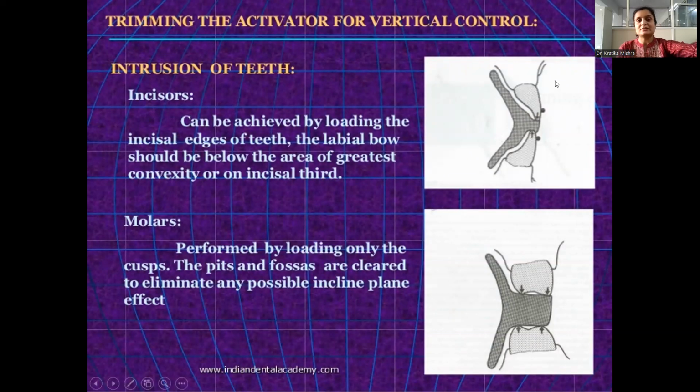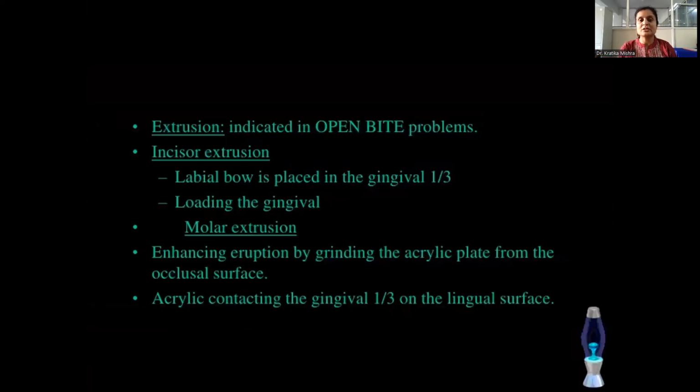Intrusion of the incisors can be achieved by loading of the incisal edges of the teeth. The labial bow should be below the area of greatest convexity or on the incisal third. Molar intrusion can be performed by loading on the cusps. The pits and fossae are cleared to eliminate the possibility of the inclined plane. Extrusion is indicated in open bite problems.